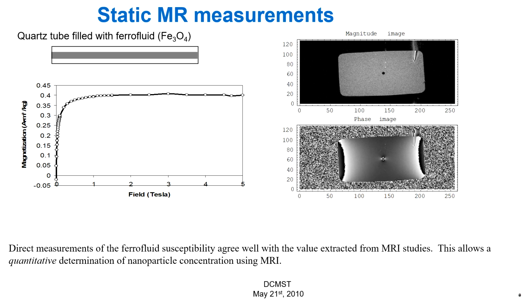So static MR measurements is another quartz tube filled with ferrofluids, and then they try to find out direct measurements of ferrofluids susceptibility agree well with the value extracted from MRI studies, and then you can get more information about the properties of ferrofluids or magnetic nanoparticles inside the body.